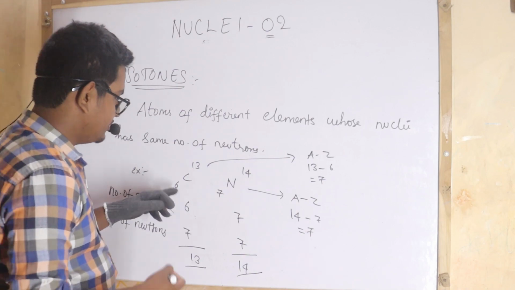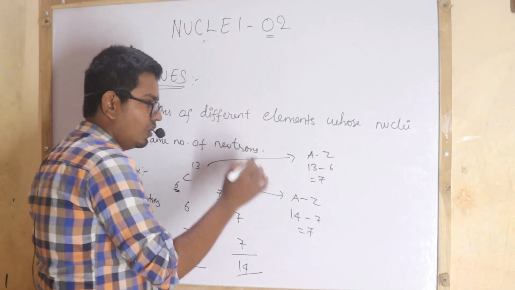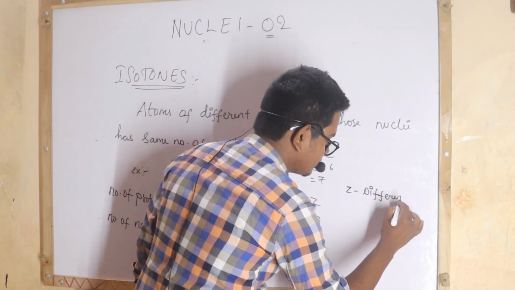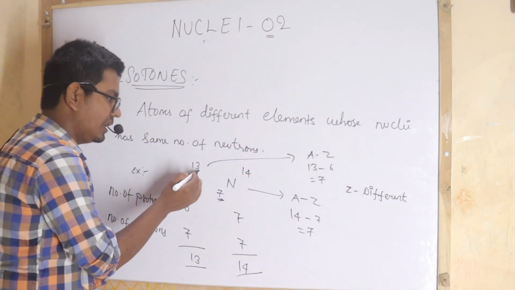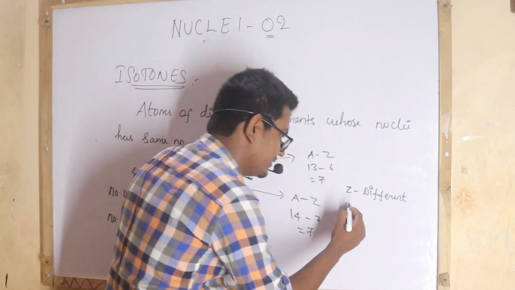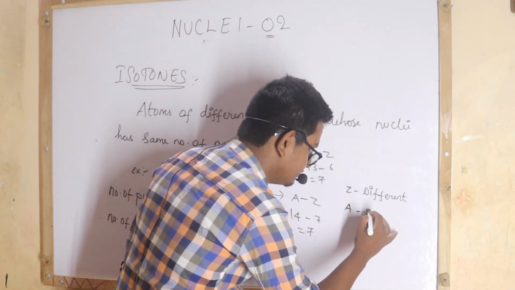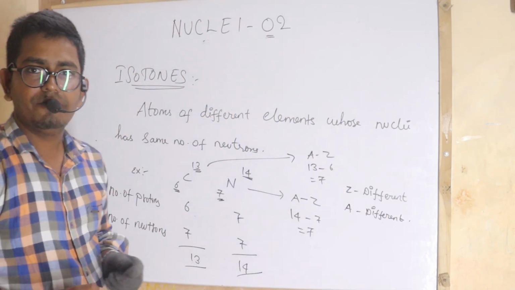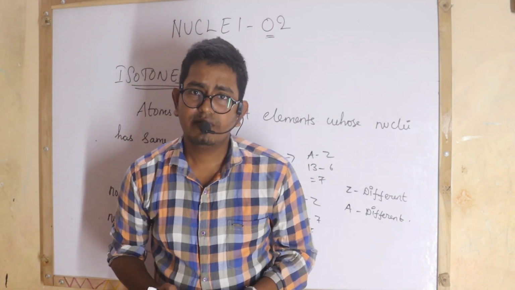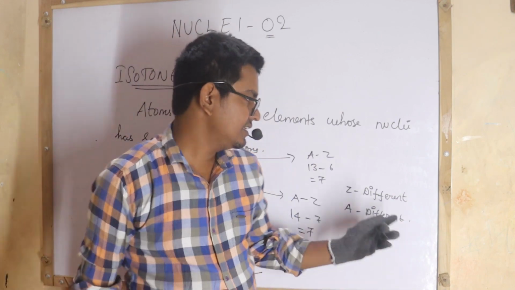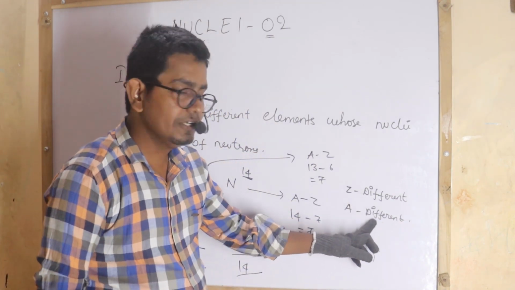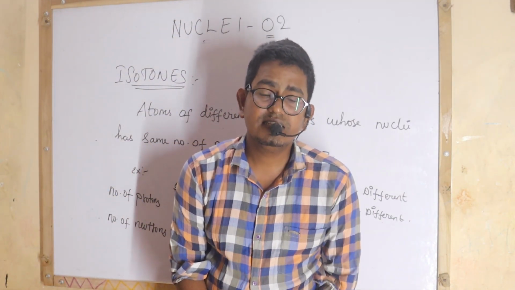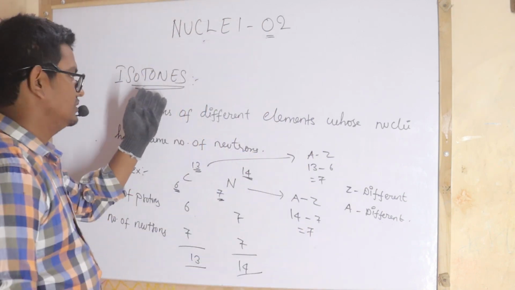As you can see here, it is the atomic number. Atomic number is different. And it is the mass number. Mass number is also different. So in this isotone we can make one more definition: atoms of the given elements having different atomic number and different mass number but same number of neutrons are known as isotones. It is the second type of definition for the isotones.